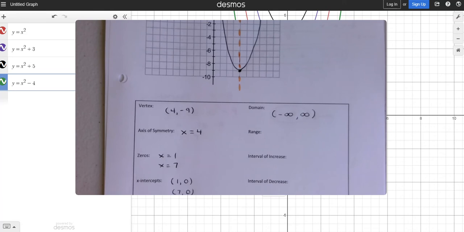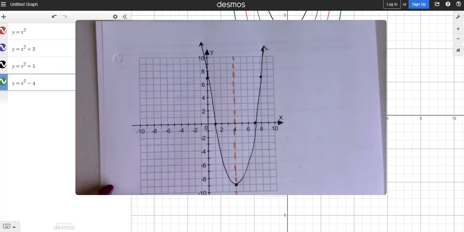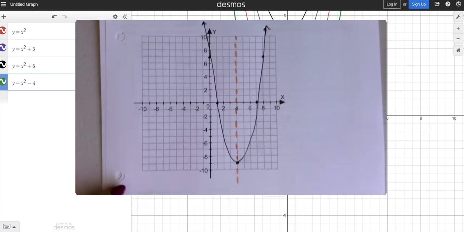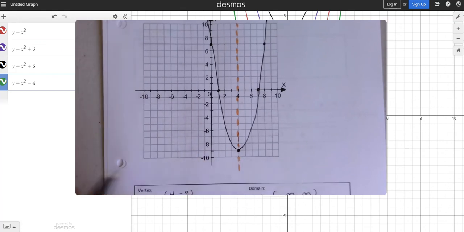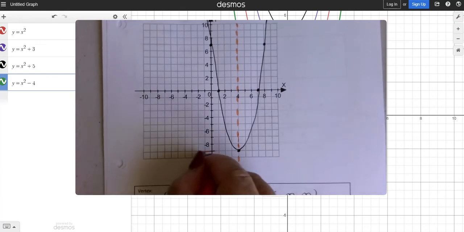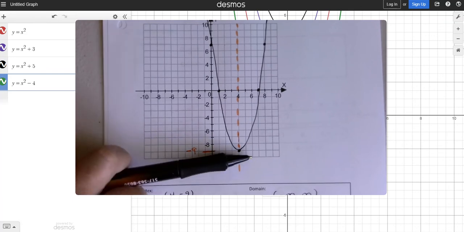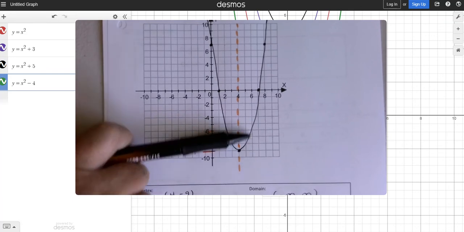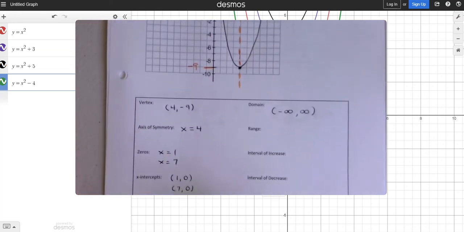The range is a little bit more interesting, however. Although we do continue to go up to positive infinity, we don't go down forever, right? In fact, the smallest y value on this graph is right here at -9. So remember, we always read our intervals from smallest to largest. I'm going to say my range goes from -9 and then keeps going up to positive infinity.